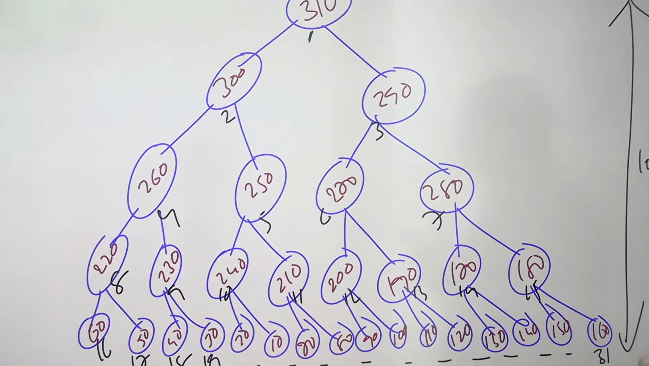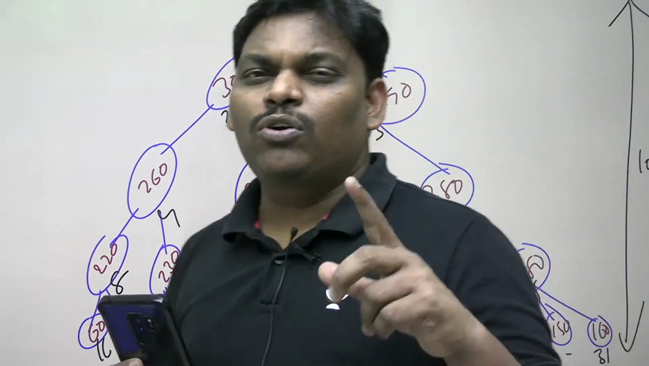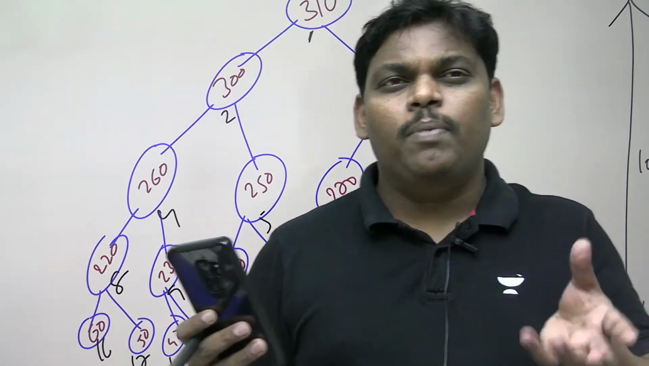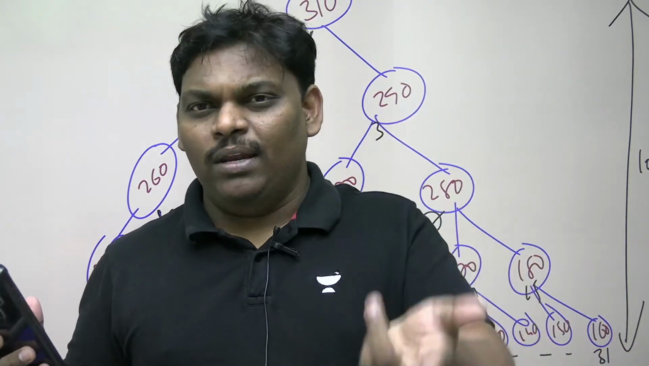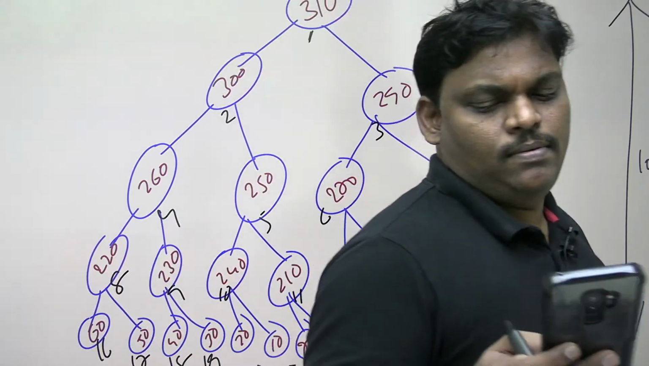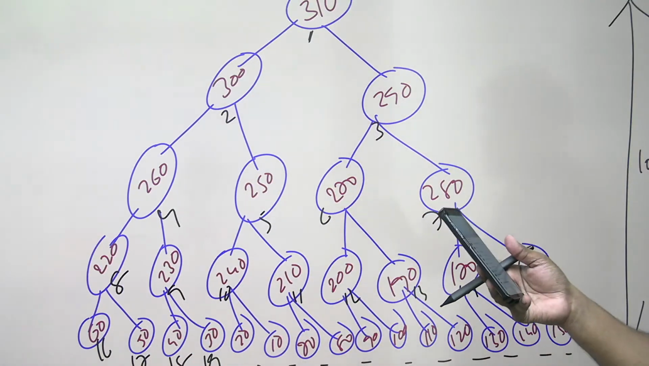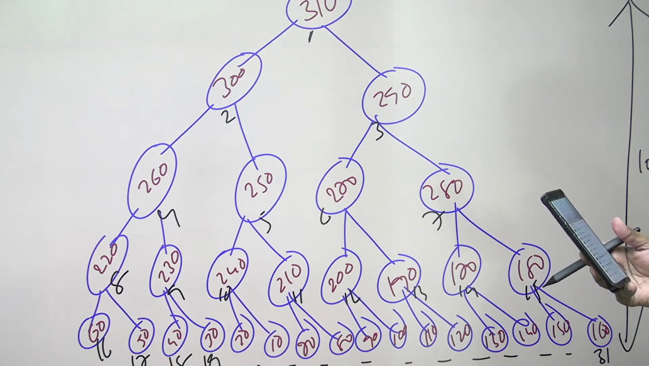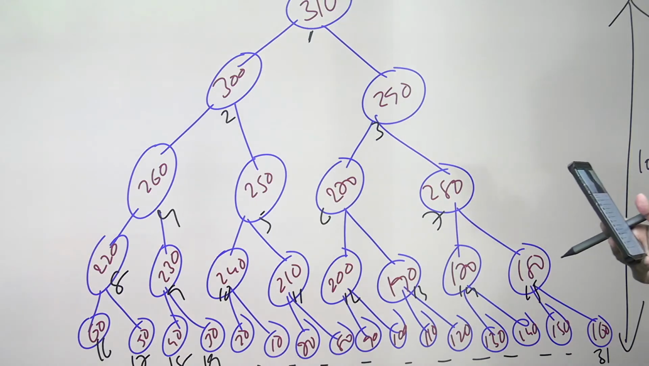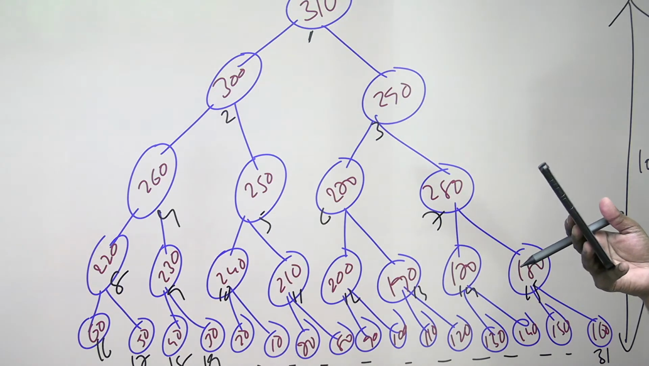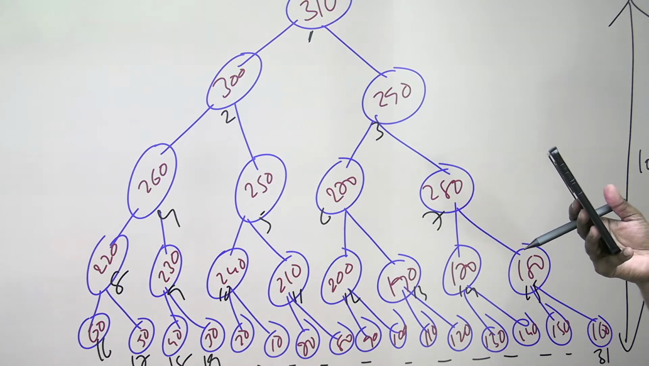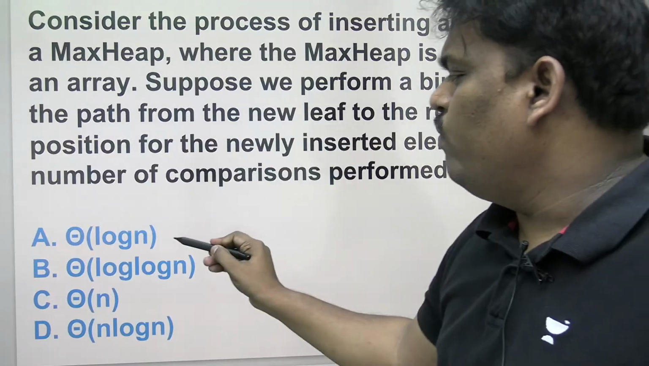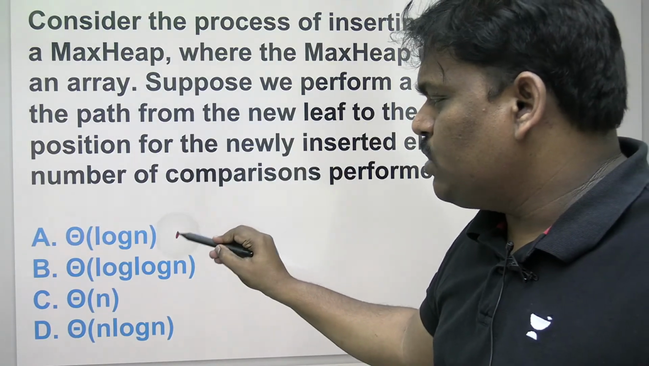In the min heap tree or max heap tree, if I want to insert one more element, where will I insert? Can anyone guess? Nishant is saying log n plus 1. Plus 1 minus 1, forget about it. Asymptotically log n. Whatever you are saying may be true, but see the options: nowhere is log n plus 1.